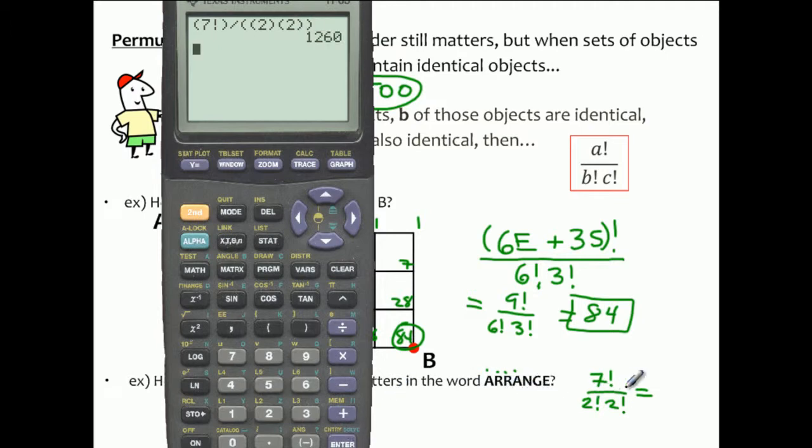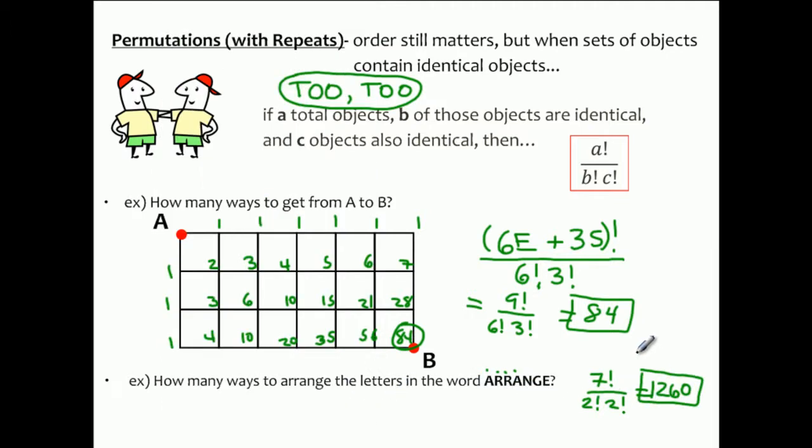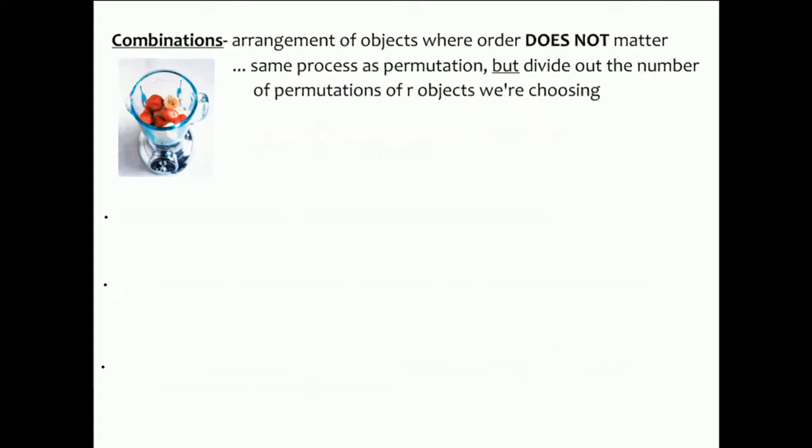So 1260. There are 1,260 ways to arrange the letters in the word arrange. When you want to select a certain number of objects from a larger set and don't care about the order, you use combinations. So you use combinations when the order does not matter. Situations where you would use this include poker hands, committees, making a smoothie.